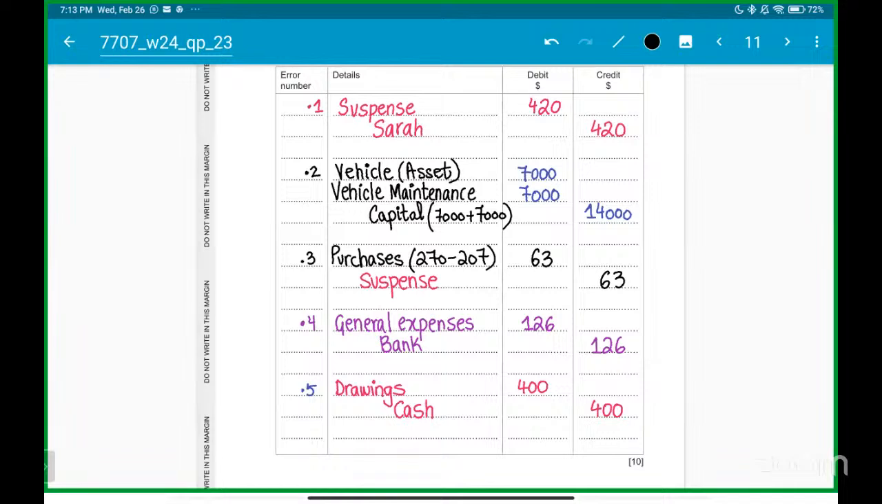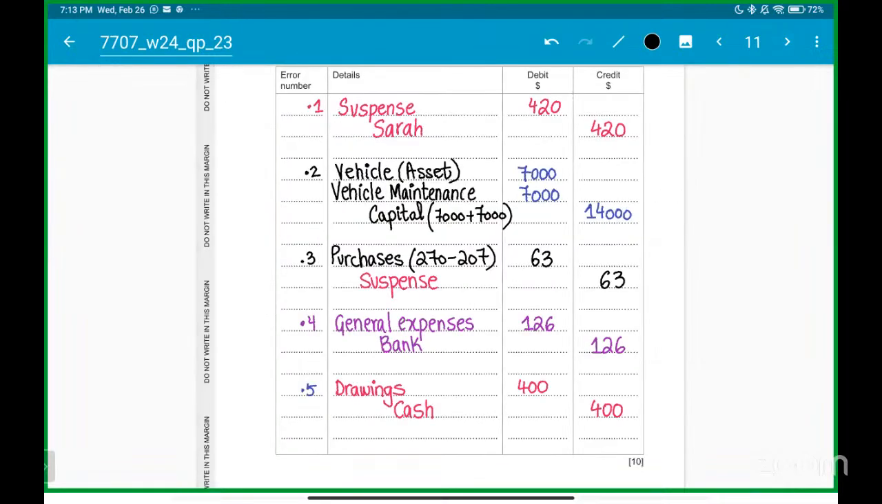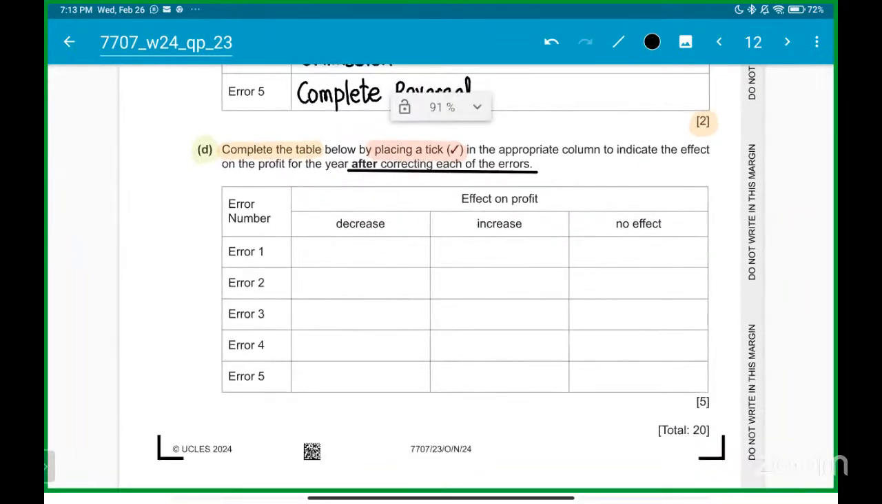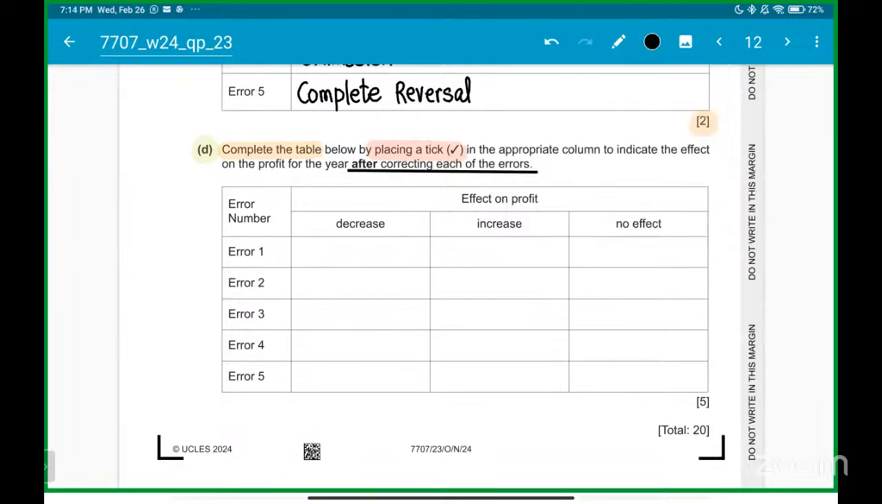There are a couple of techniques, a couple of smart moves you can use whenever this type of question comes. Where you have to correct each error and find the effect on the profit, please understand that profit is only affected by income statement items. Always remember, the profit for the year will only be affected by the expenses or the income, only the income statement items, which is also called the statement of profit and loss.